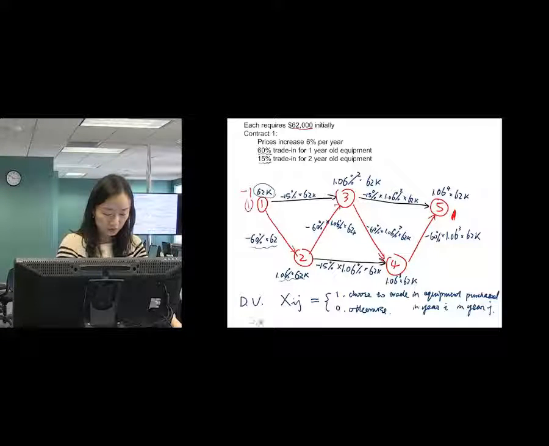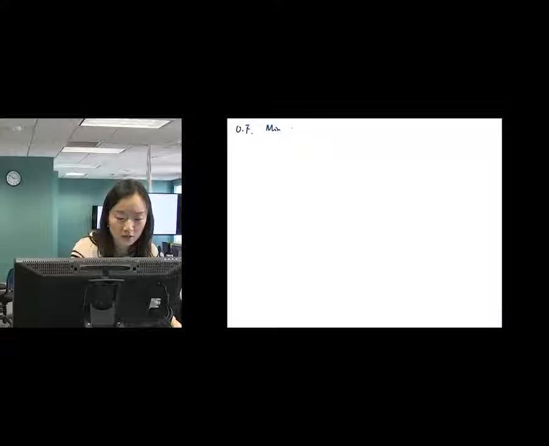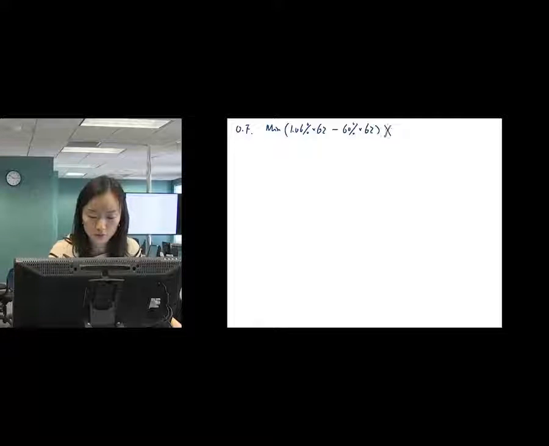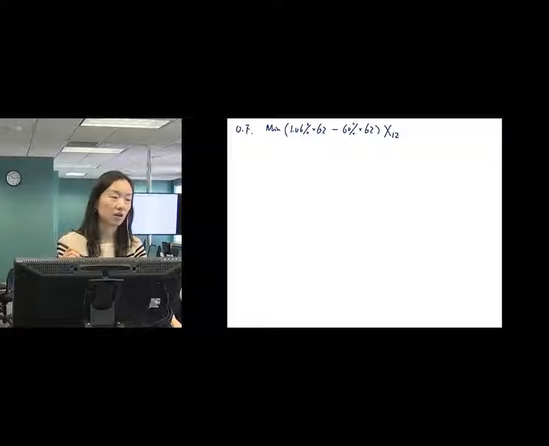Okay, so go to the next slide. Minimize 1.06 times the 62. I'll use K, $1,000 as the unit, so I won't write K here. Subtract the 60% times 62 times x12. So this is the cost that's going to happen with this arc.